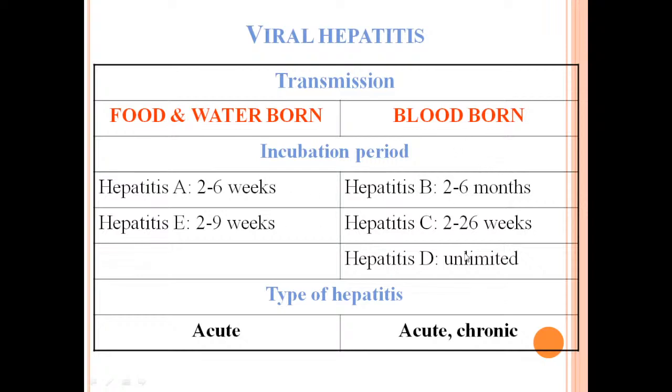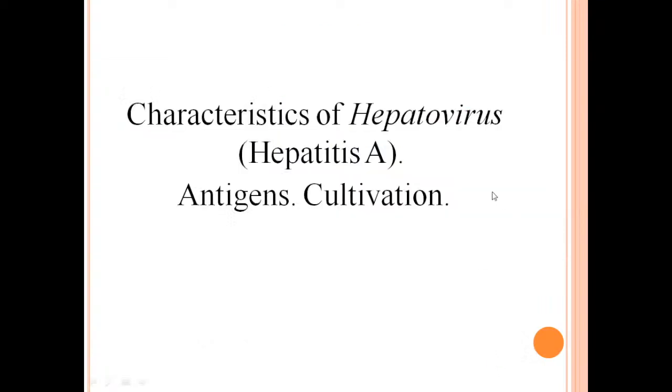Hepatitis B, C, and D are blood-borne. They are transmitted through blood contact, through sexual contact, through contaminated blood or medical instruments. They cause both acute and chronic forms of hepatitis. So let's talk about the first one, hepatitis A.